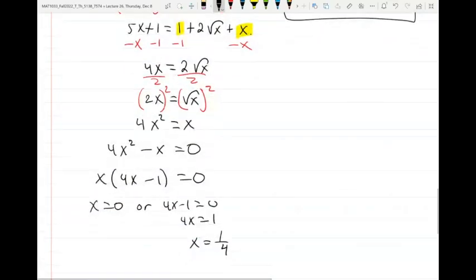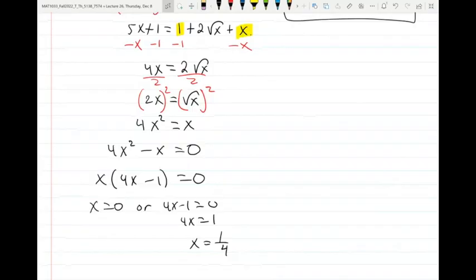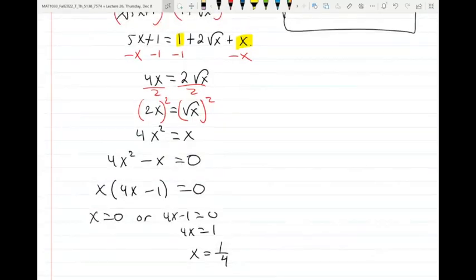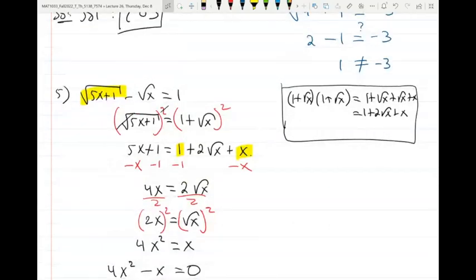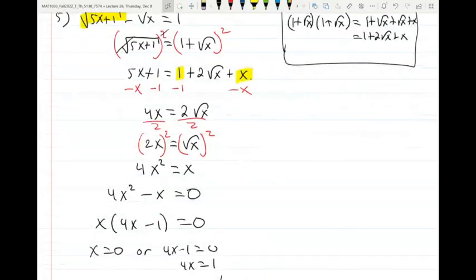So, questions so far? Do you understand the idea? Leave one radical alone, square both sides, simplify, there will be one radical remaining, isolate it, square again. Okay? And then, once there are no radicals left, solve whatever you have.